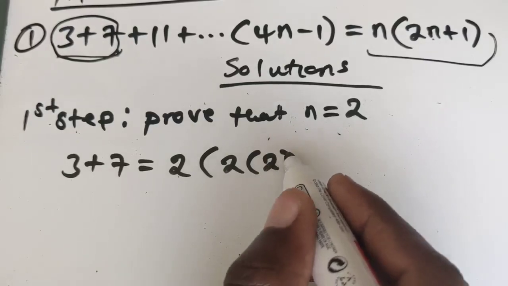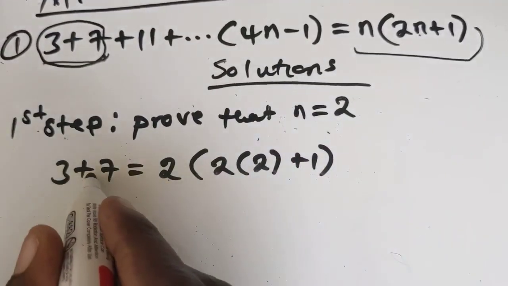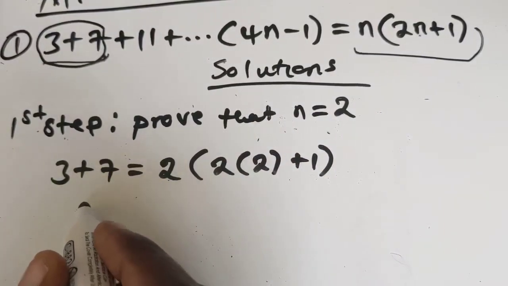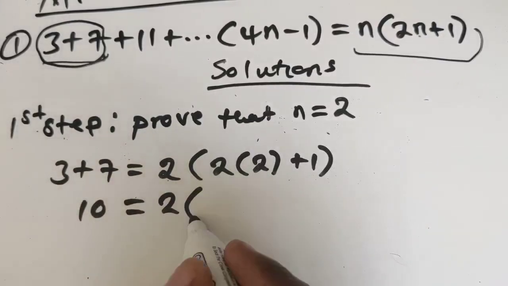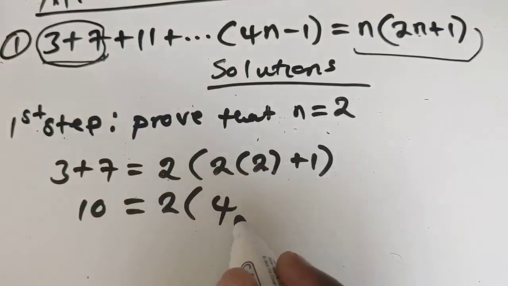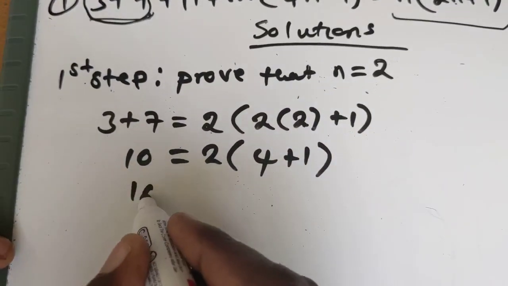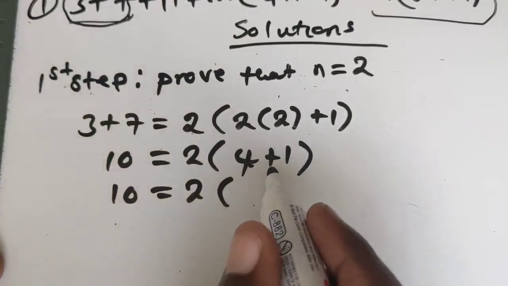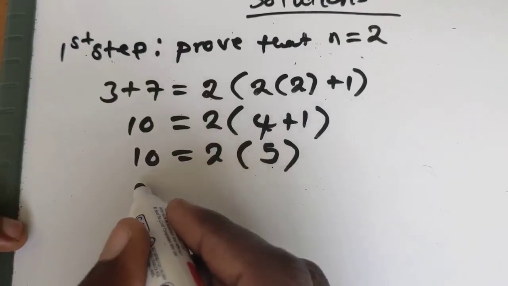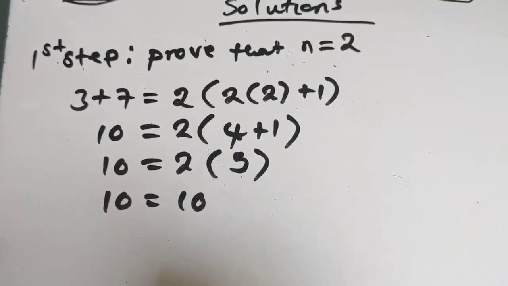N is 2, like that. Then we'll say plus 1. So let's check it out. 3 plus 7, it is equal to what? 10. Then 2 multiplied by 2 times 2, that is 4. 4 plus 1, like that. Then it will be 10 is equal to 2, open bracket, 4 plus 1, it is what? It is 5. Then we say 10 is equal to 2 times 5, it is 10. So it is true that n is equal to 2. So that is how we prove.